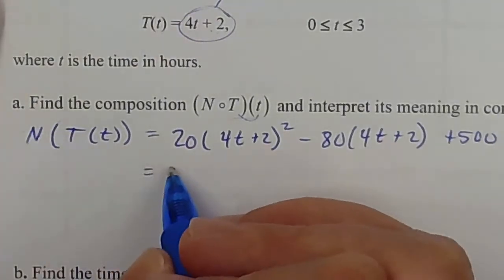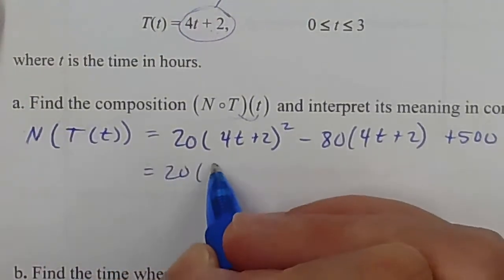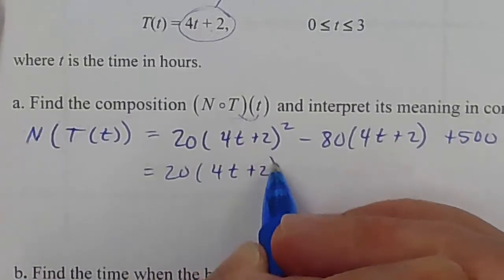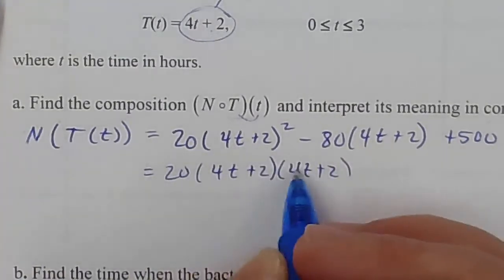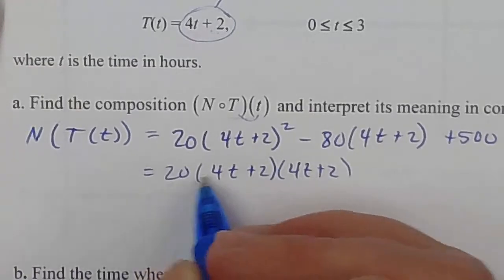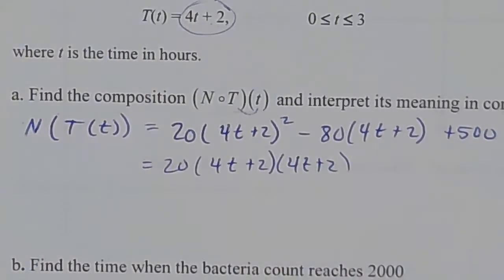So this is where I'm going to give you a moment to get a little ahead of me, but we're going to expand 4t plus 2, 4t plus 2. Focus on FOILing that first before we multiply by 20 and 80. I'm going to pause. You go ahead and try that.